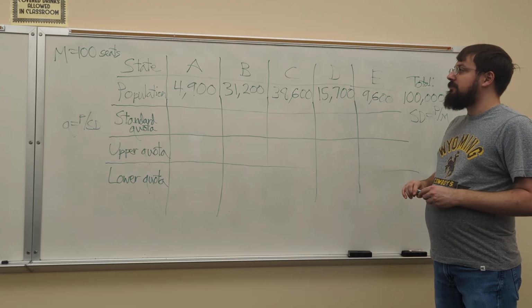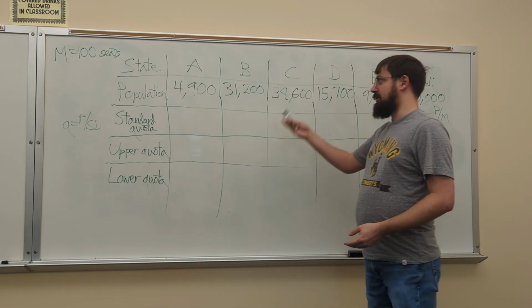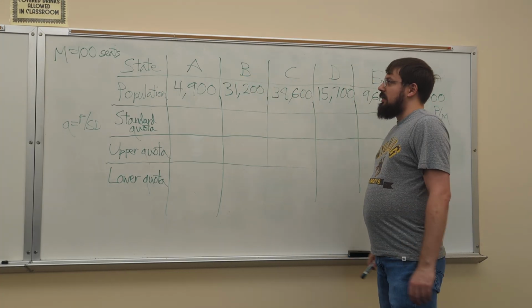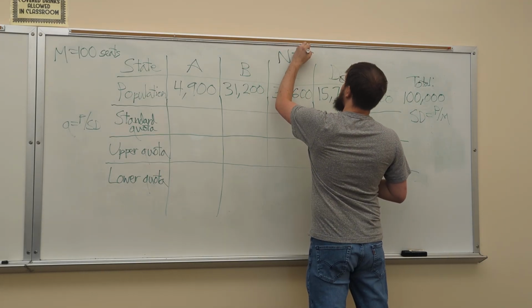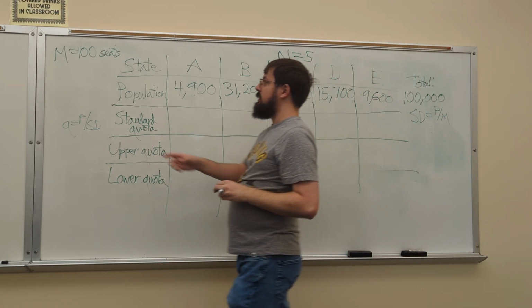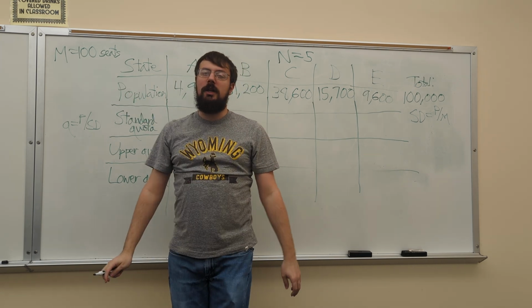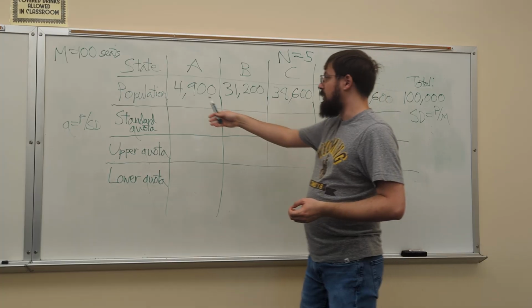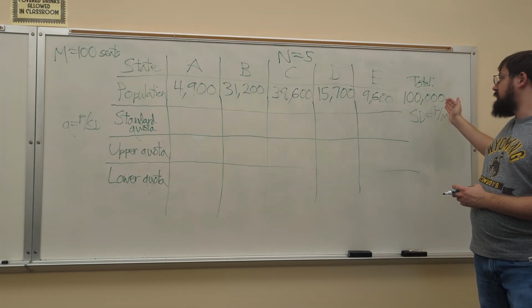So in this case, we have a country that we have just sort of made up. We have 5 states. We're just going to call them A, B, C, D, and E. We use N to denote the number of states. So this would be N equals 5. We use M to indicate the number of seats we have. In this case, we're told that we have 100 seats that we are trying to apportion between these 5 different states. And we are given the populations of these 5 states, which conveniently add up to a total of 100,000.